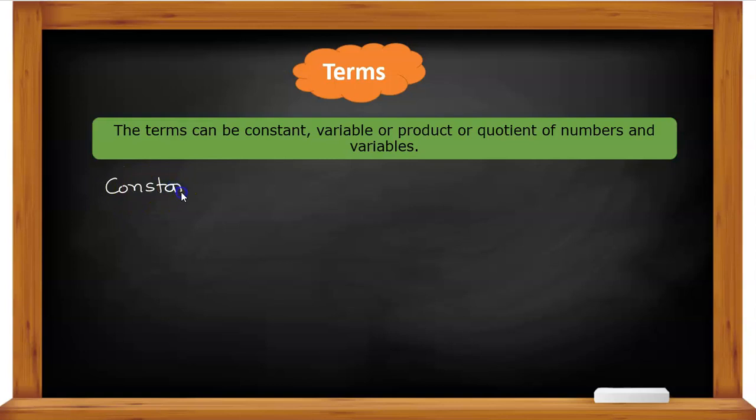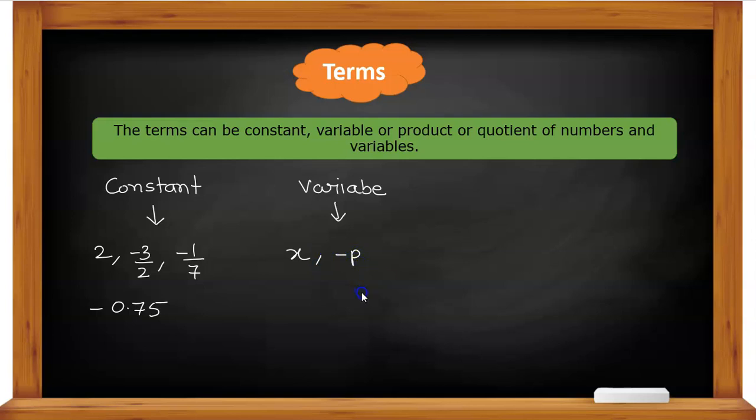Constant, first of all. If I talk about constant like 2, 2 is a constant, so it is a term. Right, -3/2, this is also a term. -1/7, this is also a term. Suppose if I write minus 0.75, this is also a term. Now, how variable can be a term? For example, if I write x, this is a variable and this is a single term. If I write minus p, this is also a term. If I write, say, q, this is also a term.